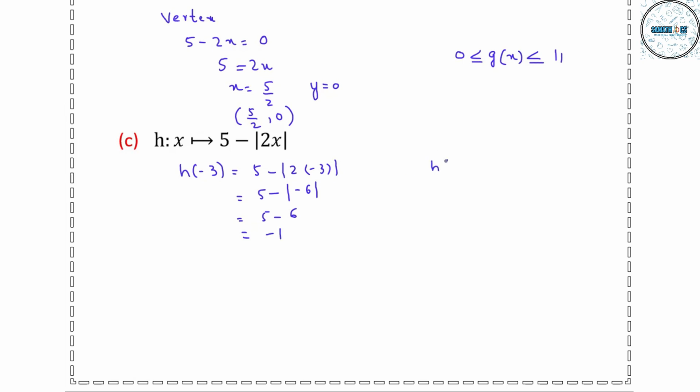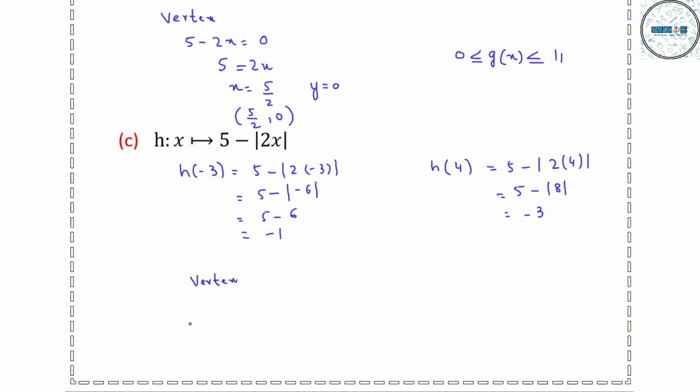Then we will substitute here 4. So 5 minus 2 into 4, which is equal to 5 minus absolute of 8. Absolute of 8 is positive, so it will remain positive. 5 minus 8 is minus 3. This is an absolute function, so we have to consider the vertex as well.